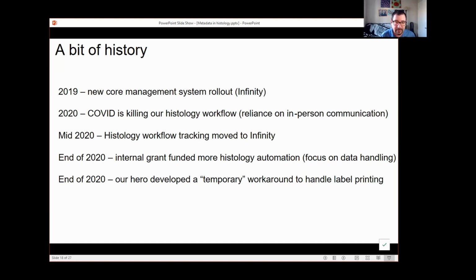And at the end of 2020, two things happened. We got internal grant money to fund more histology automation, and that focus was on data handling. So we had more computers, barcode scanners, barcode printers, and a bunch of other hardware. And our hero developed a temporary workaround to our label printing problems.